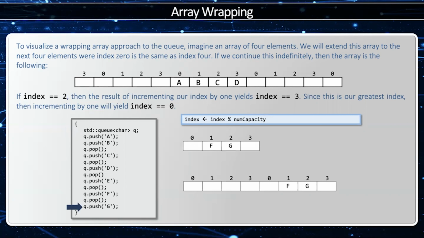Now, notice how the bottom one kept on going like it did before. It kept on growing and growing and growing. But the thing is, I'm reusing my indexes 0, 1, 2, 3, 0, 1, 2, 3, 0, 1, 2, 3.